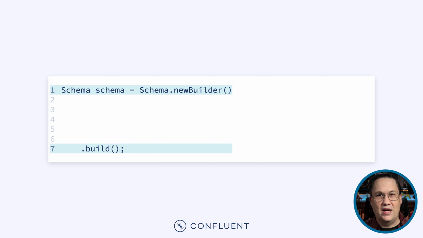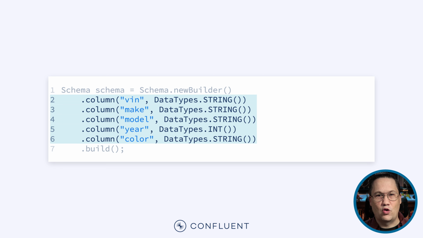Using the Table API, we start by creating a schema object. This uses the builder pattern as shown here. From there, we define the appropriate columns and their corresponding data types. The advantage is that our development environment can help us along the way. If we can't remember the exact syntax, the autocomplete features can fill in the details for us. For example, we can inspect the data types object to see all of the types available beyond string and int.